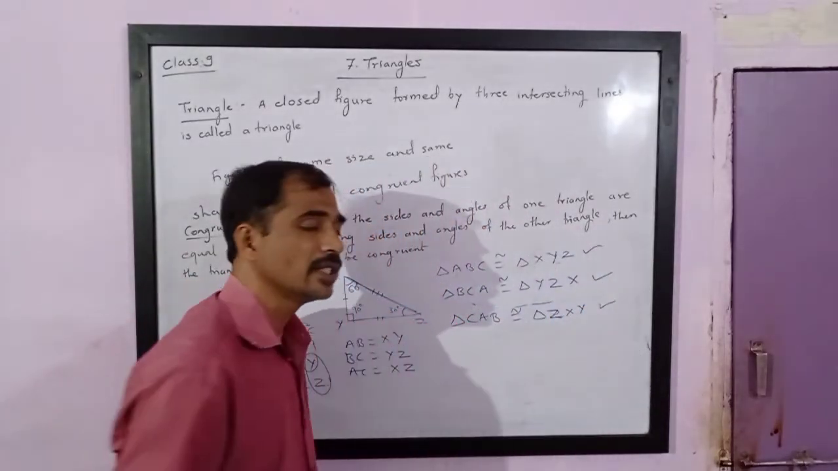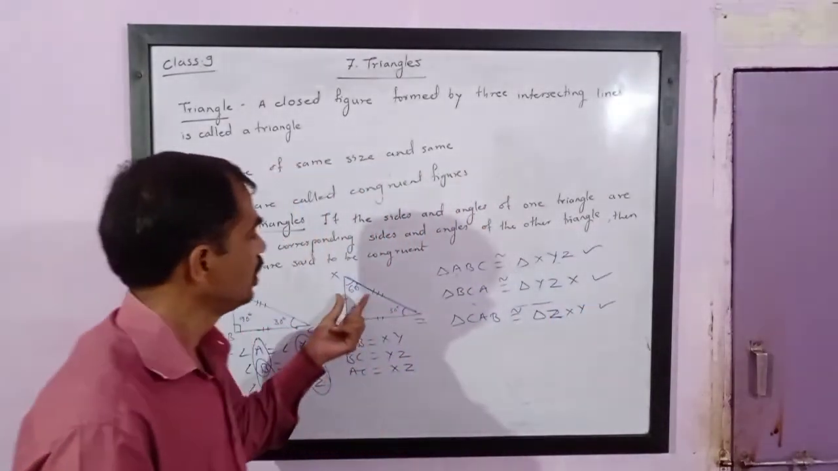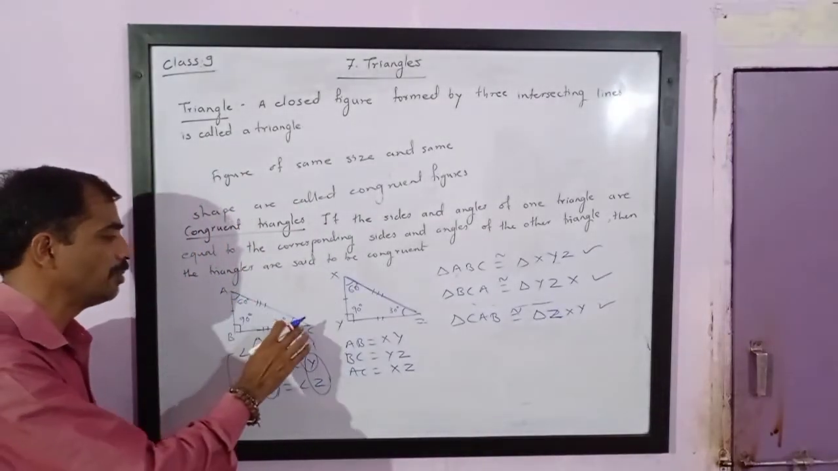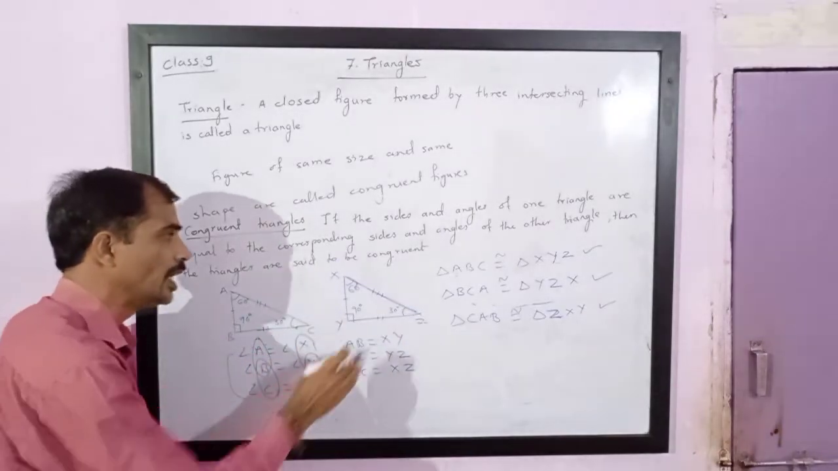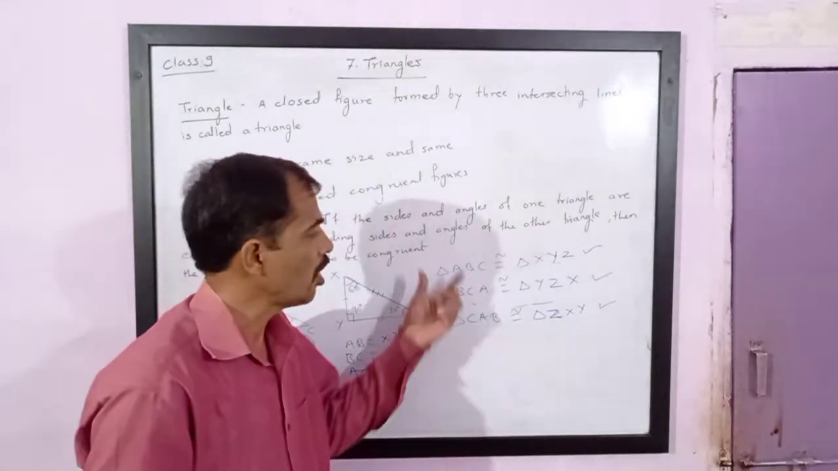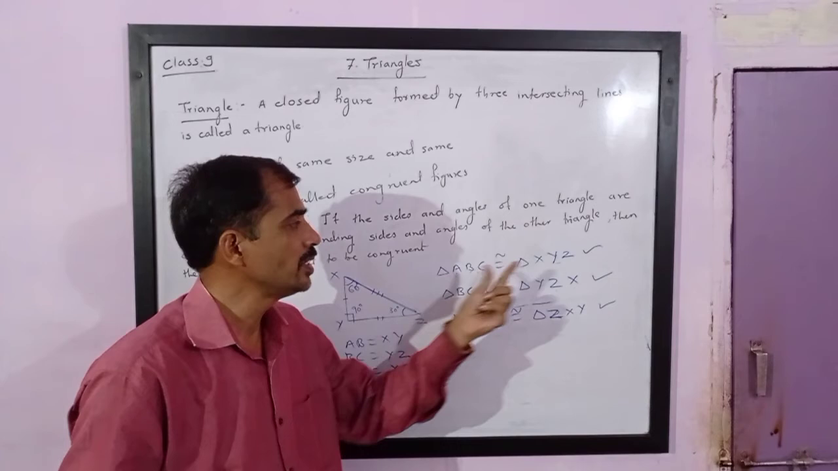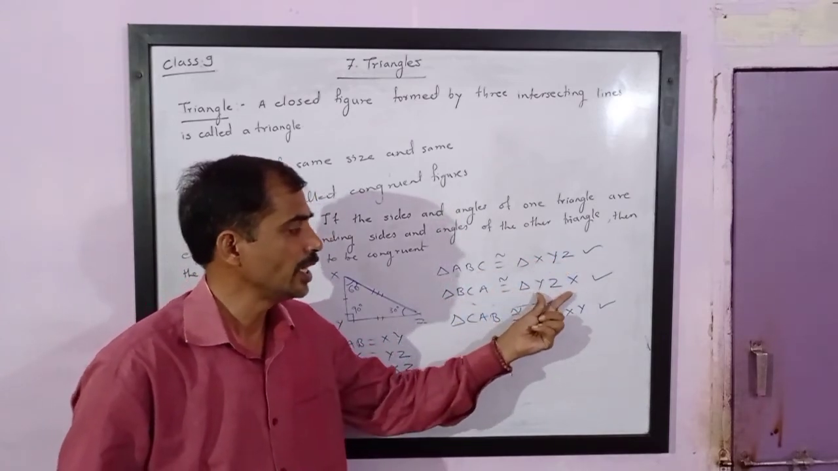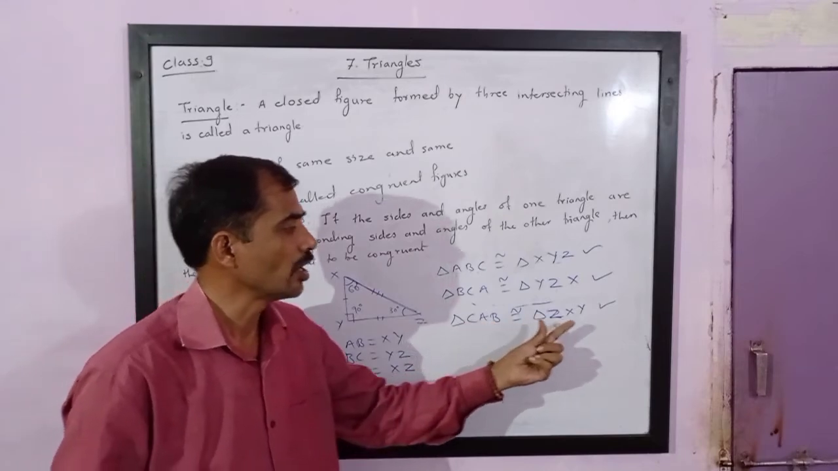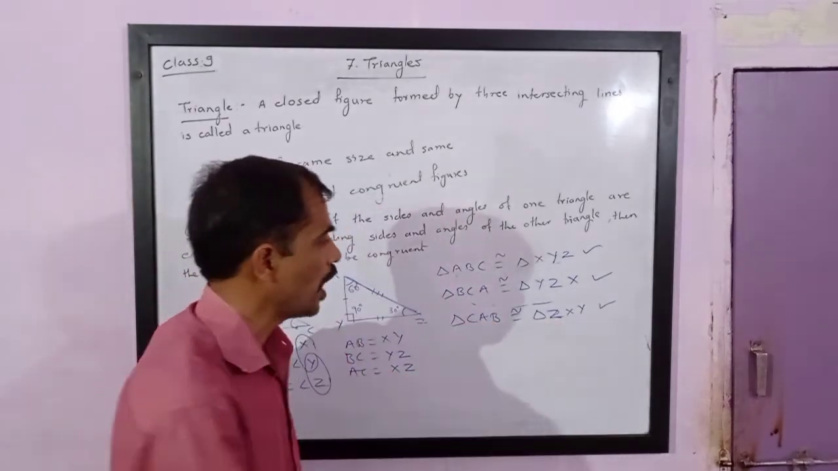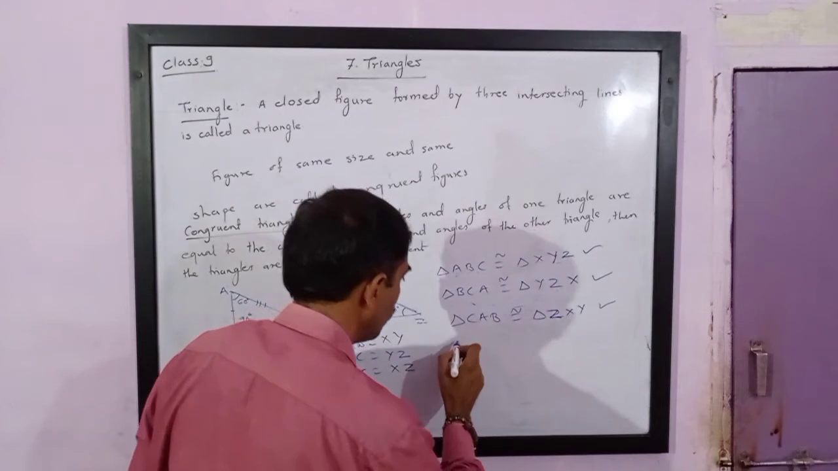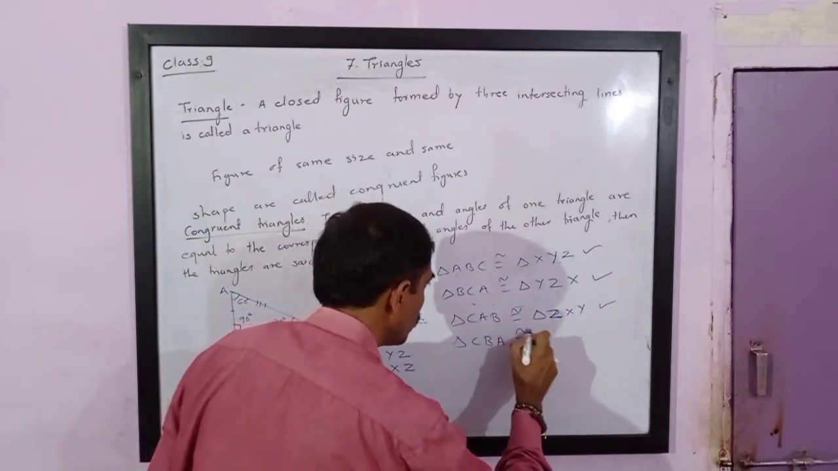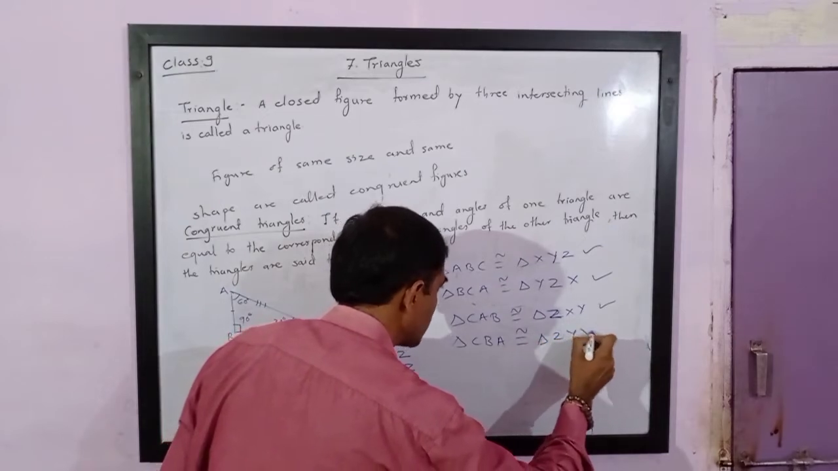Actually, there exist 6 different names. So, when I say that triangle ABC is congruent to triangle XYZ, it means actually I am saying all these 3. That is, triangle ABC is congruent to triangle XYZ, triangle BCA is congruent to triangle YZX, triangle CAB is congruent to triangle ZXY. I can also say in a different way, triangle CBA is congruent to triangle ZYX.